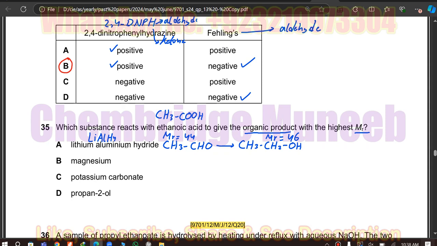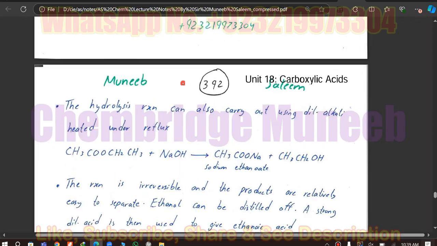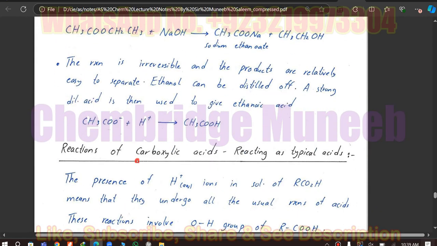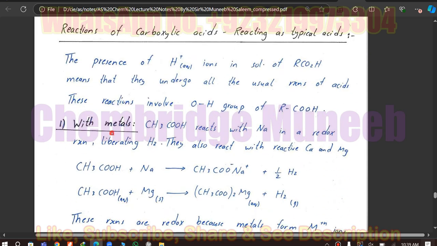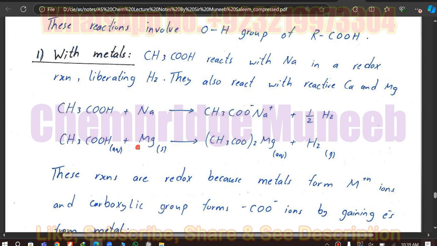Now we'll check with the magnesium. You cannot find the answer until you apply all these reactions separately, because you need to find the Mr values of all the reactions. Only then you will see which one has the highest Mr value. So with magnesium, the reaction is just like with calcium. In my notes, you can see the reaction of the carboxylic acid with metals, and you can see that when it reacts with the magnesium, it will produce this compound.